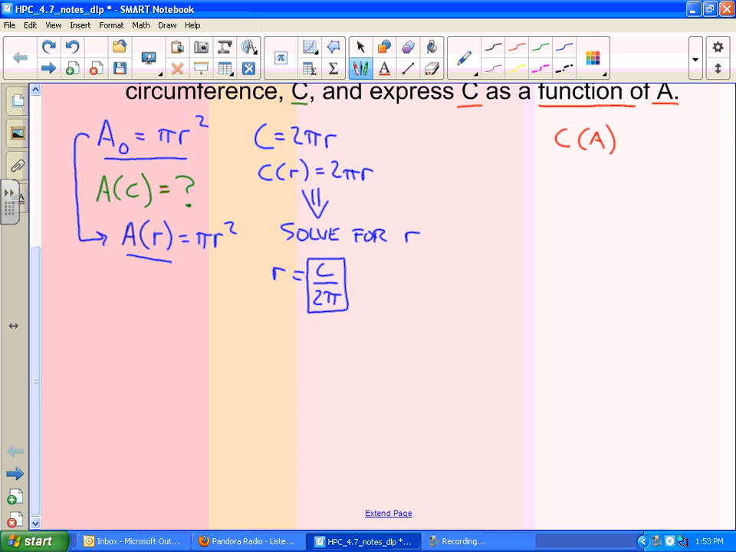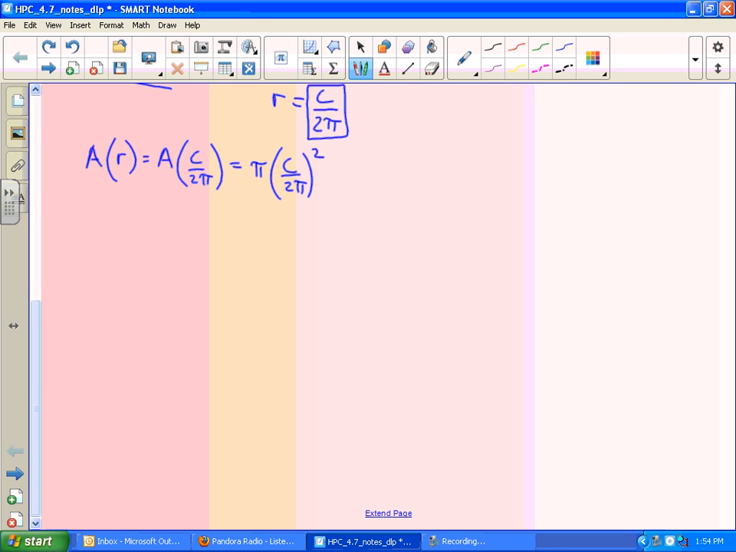So now our a of r is really now an a of c over 2 pi. And I get pi r squared. Simplify this, and we get area as a function of circumference: pi c squared over 4 pi squared. Pi on the top cancels with one of the pi's at the bottom, and we get the area as a function of circumference is equal to c squared over 4 pi. And there we go.